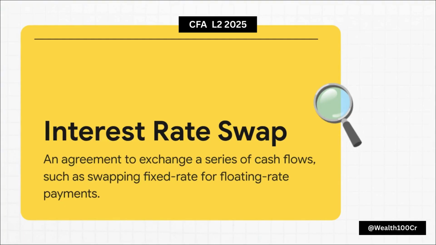But at its heart, it's just a deal to trade interest payments. That's it. One person agrees to pay a fixed rate of interest, and the other agrees to pay a floating rate, both on the same imaginary principal amount. They just swap the payments.